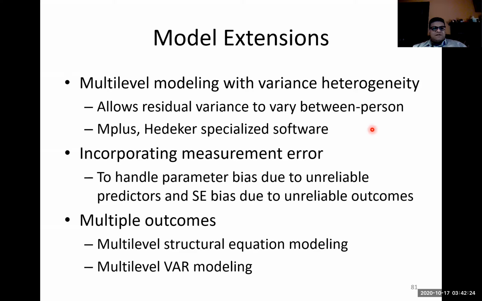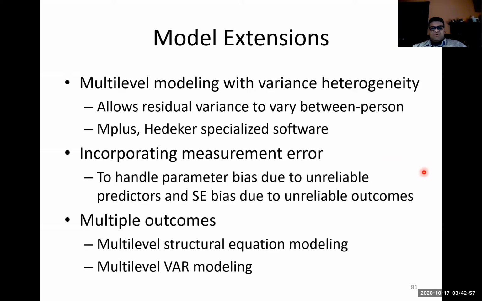M plus is a package that allows you to do that kind of modeling. And a biostatistician named Don Hedeker also has specialized software to do this kind of modeling. He calls it location scale modeling, where location refers to variability in the mean level of an outcome, and scale is variability in the variance of the outcome.